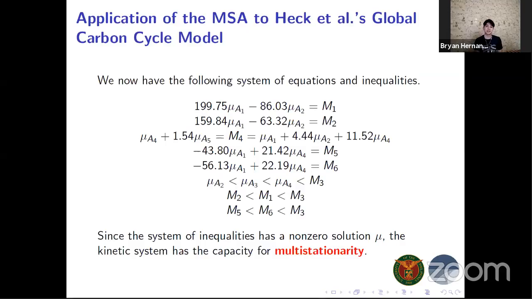Now, after a series of steps, you actually have 14 steps. So I will not go into details. Now, you have a non-linear system of differential equations, and that will be transformed to this linear system. And this system actually has a non-zero solution called mu. This is a vector for each species, A1, A2, until A5. Since this has a non-zero solution, the corresponding kinetic system has a capacity for multiple equilibria or multistationality.